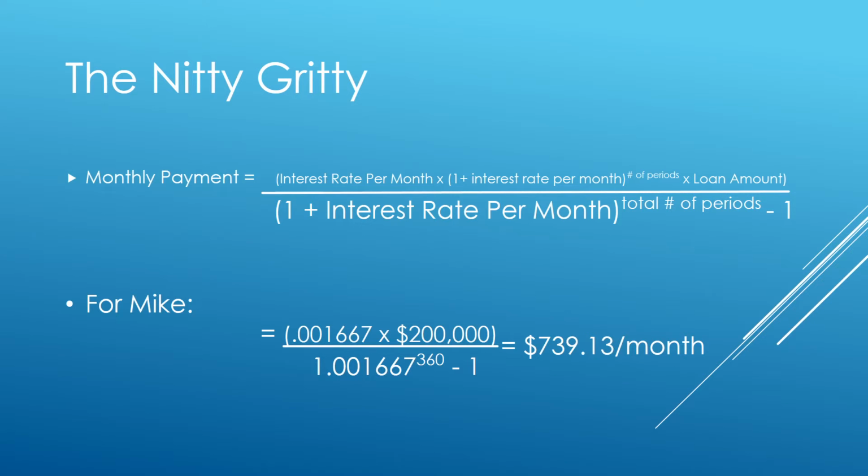We then multiply that product by the total amount of the loan, $200,000. Next, we divide this product by 1 plus the monthly interest rate to 360 once again, and then subtract 1. This gives us a monthly payment of $739.13 for Mike's $200,000 loan.